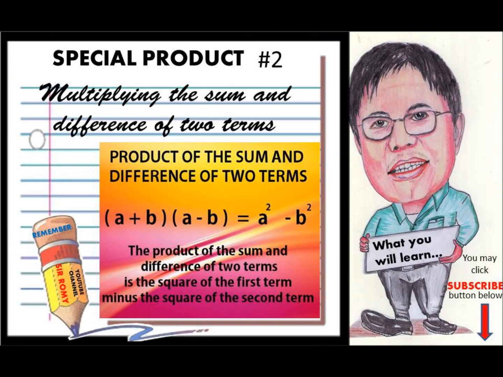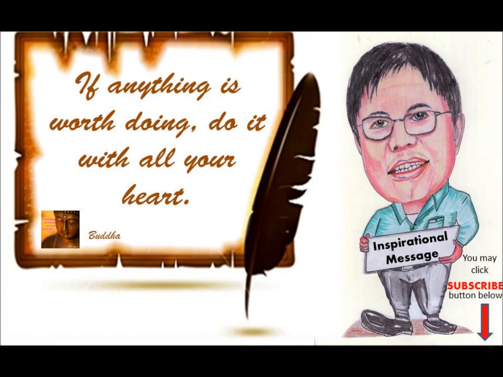What will you learn today? The product of the sum and difference of two terms is the square of the first term minus the square of the second term.